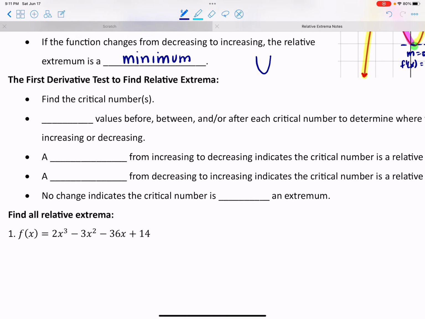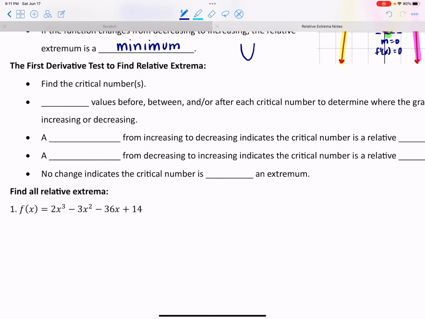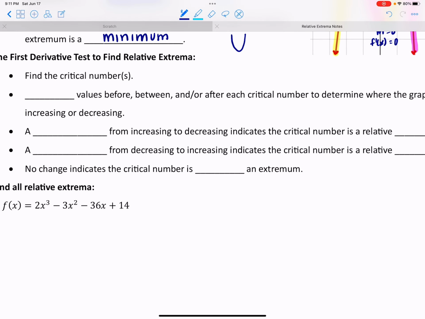So we're going to use what is called the first derivative test to find our relative extrema. It's the same process we talked about in our previous topic, just with an additional step. Okay? So we're going to find the critical numbers, because those are the places that we're going to have our relative extrema. And we know that after we find our critical numbers, we're going to go ahead and test values that are before, between, after, depending on how many we have, to see where our graph is increasing or decreasing.